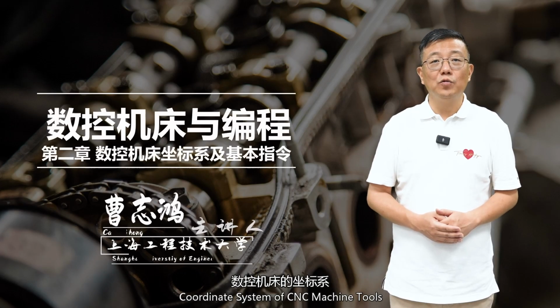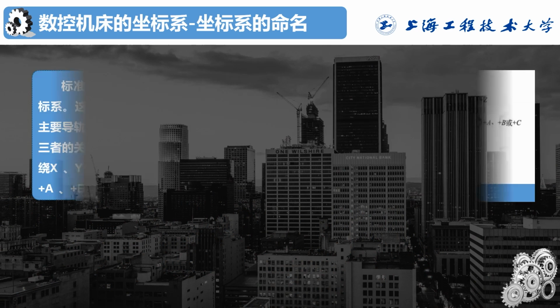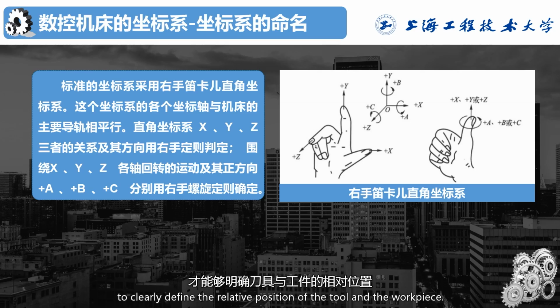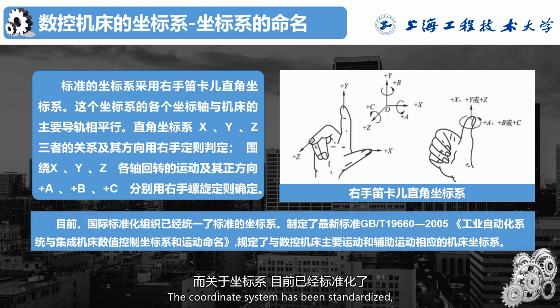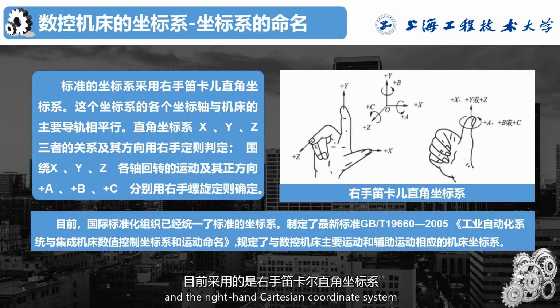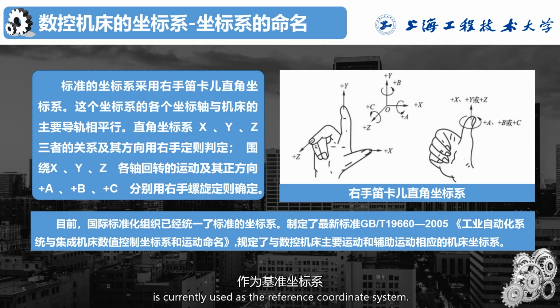Coordinate system of CNC machine tools. When CNC machine tools process workpieces, the relative position between the tool and the workpiece is represented in digital form. Therefore, it is necessary to establish a coordinate system to clearly define the relative position of the tool and workpiece. The coordinate system has been standardized, and the right-hand Cartesian coordinate system is currently used as the reference coordinate system.